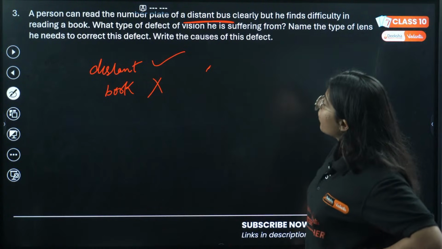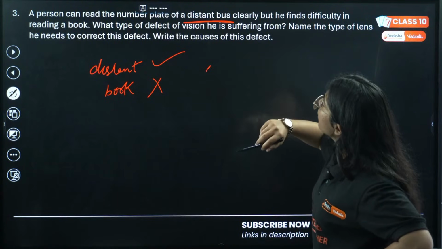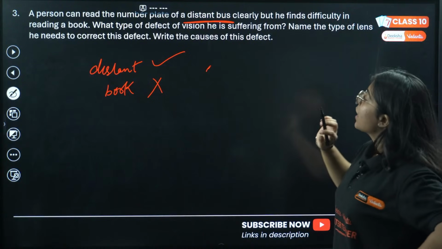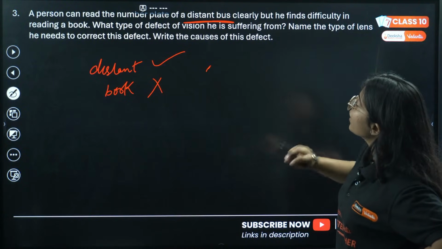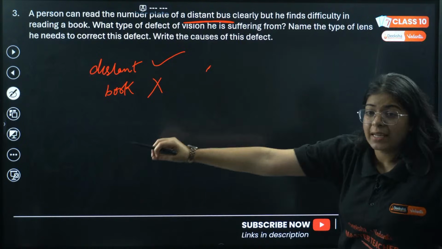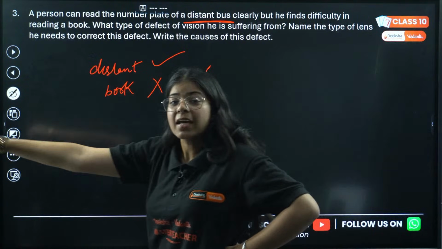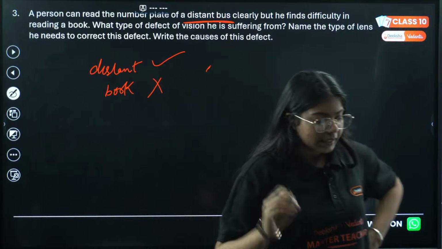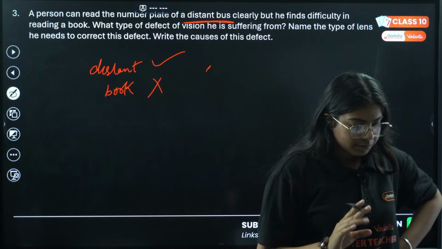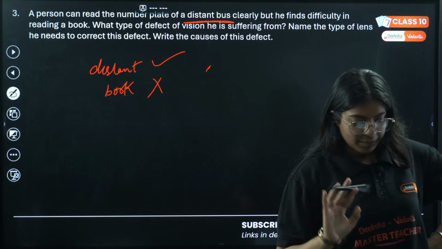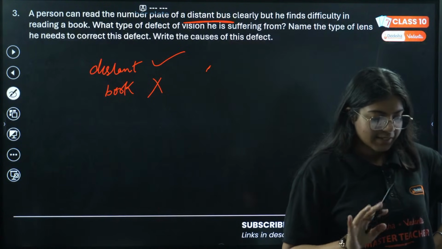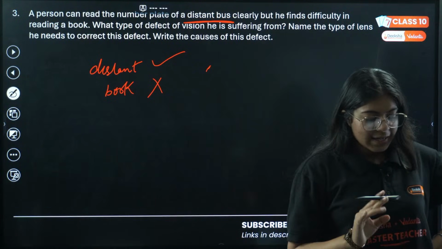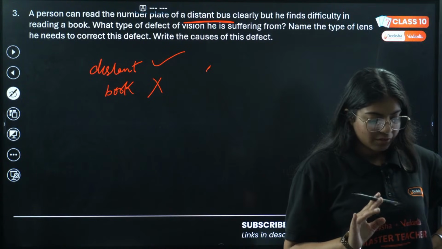Okay, Ifra is saying myopia. Let me know. Think again, Ifra. They are saying can read the number plate of a distant bus clearly. That person can see far away objects clearly, but not the near ones. The person is suffering from hypermetropia. The type of lens used to correct this defect is convex lens. The cause is that the eye lens becomes thin and the eyeball length is reduced.